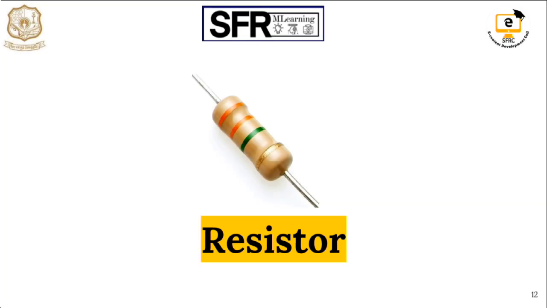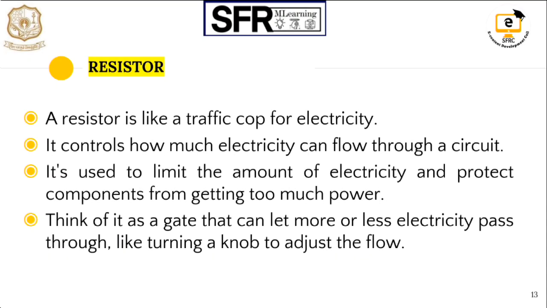And the third one is the resistor. Resistor, the name itself is resisting. It is like a traffic policeman, and it can regulate the flow of the electricity. Like adjusting a knob, like tuning something while listening to the radio, we can use the resistor to control the flow of electricity. What amount of electricity should be transferred can be controlled by resistors.